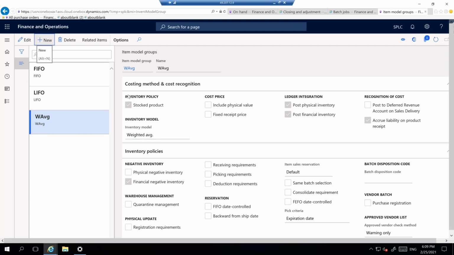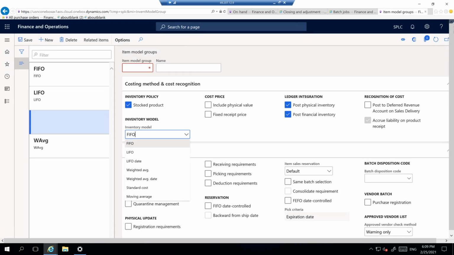See, whenever you are mapping, which model is this one? This is FIFO, LIFO, LIFO date, weighted average, weighted average date, standard cost, moving average. These are predefined models. It is very complex if you want to add one more model. It is not that easy. You are touching the base of the functionality.